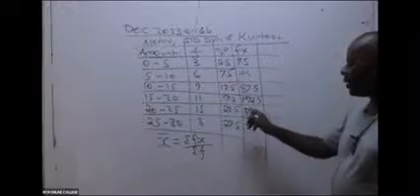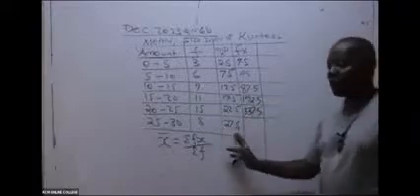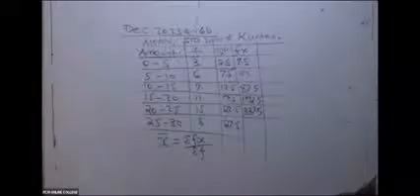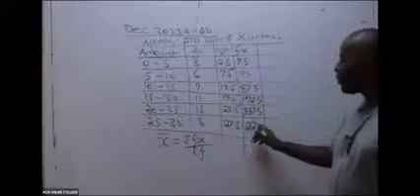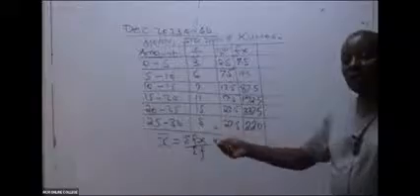337.5. Then lastly, we have 8 times 27.5. What do we have here? 220. So remember now, after you have done these multiplications, in the numerator, they want us to sum.